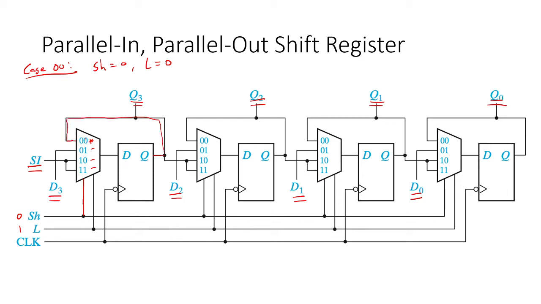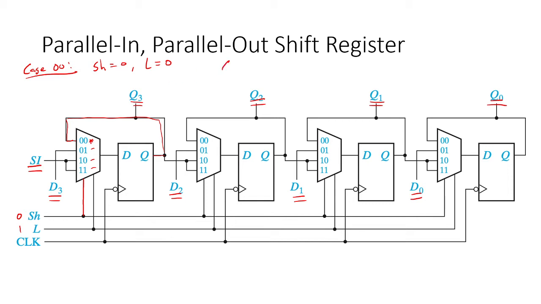And so when the multiplexer is getting a 0, 0, when we get that case 0, 0, then the output just feeds back into the input. And this happens for all of the flip-flops in the register. So this means that when we have 0, 0, shift is 0, load enable is 0, then we're just going to keep feeding the output of the flip-flop back to itself, and it will never update.